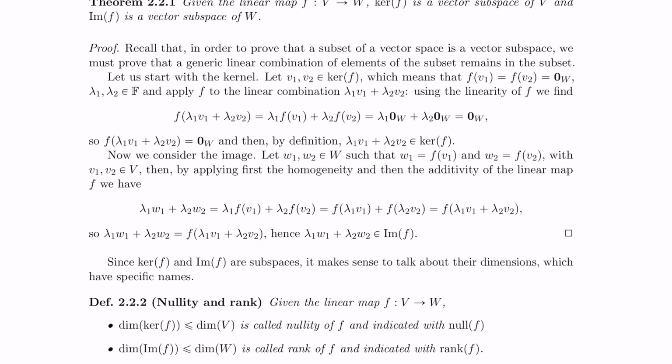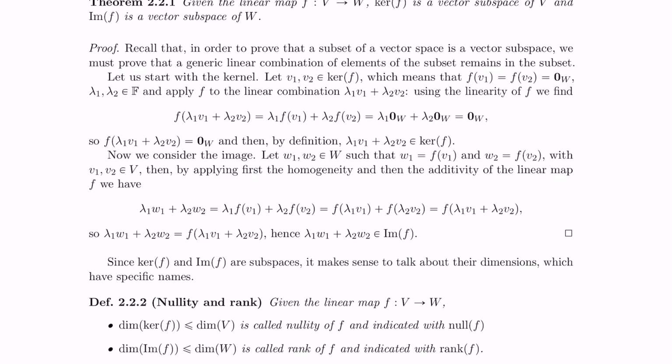So we have that this linear combination here is nothing but F applied to this linear combination of vectors belonging to V. This means that also this linear combination is the image by F of a vector of V. That is, this linear combination belongs to the image. We have proven that the image of F is stable with respect to linear combinations, and so it is a vector subspace.